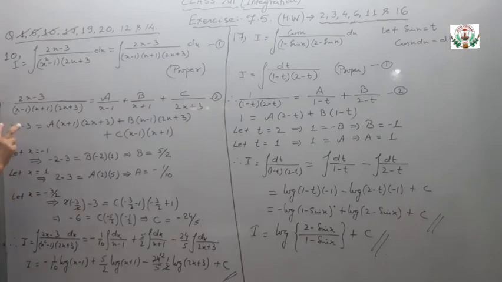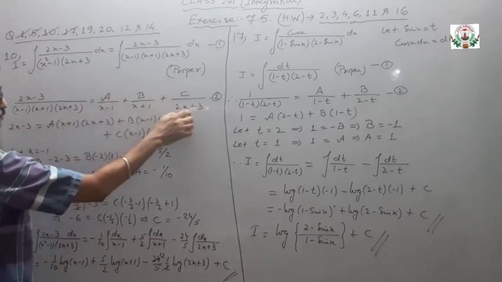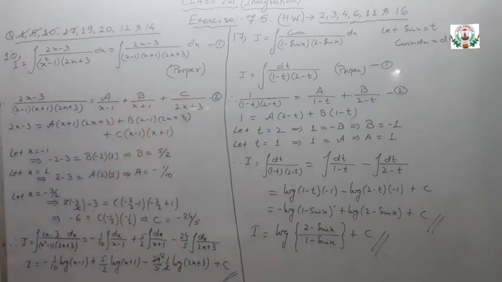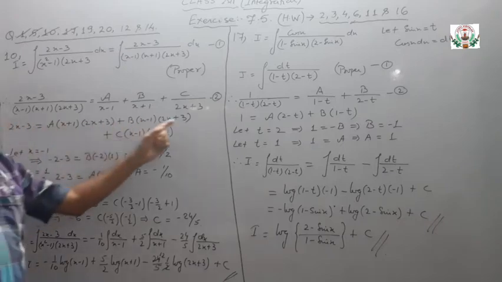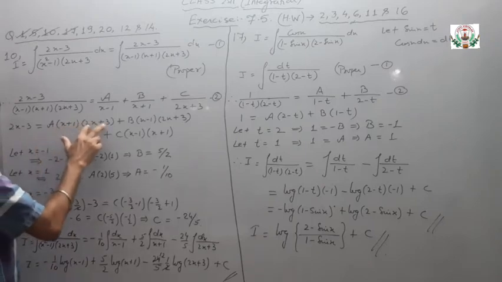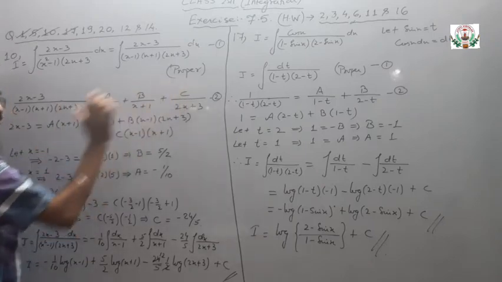So we are left with 2x minus 3 equals A into (x plus 1) into (2x plus 3), B into (x minus 1) into (2x plus 3), C into (x minus 1) into (x plus 1). Now here all the factors are linear. Please don't multiply. Don't open the brackets. We can apply the shortcut method. First linear factor, second linear factor, third linear factor, and we have the three arbitrary constants.